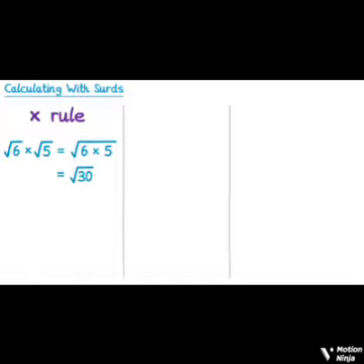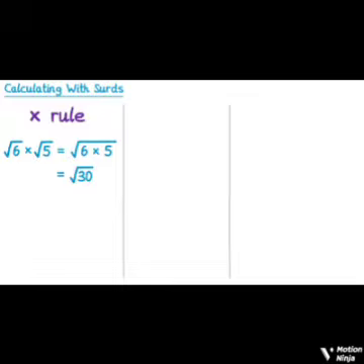When working with surds, there are lots of different rules. First of all, let's look at the multiplication rule. If you take two surds, like the square root of 6 and square root of 5, and multiply them together, this is just the same as multiplying those numbers but inside one square root. So the square root of 6 times 5. We know 6 times 5 is 30, so this is the same as the square root of 30.